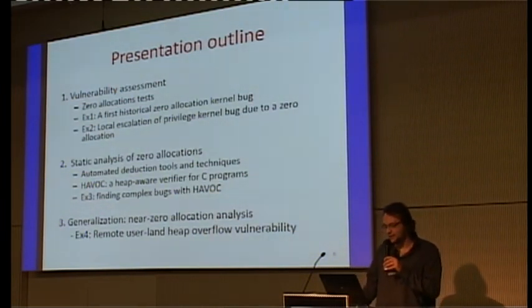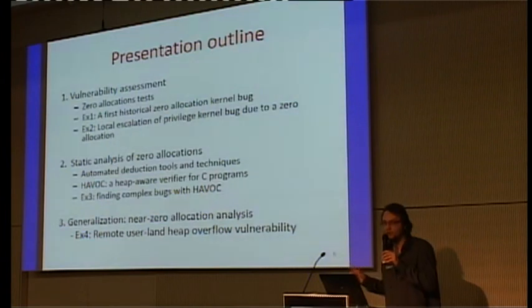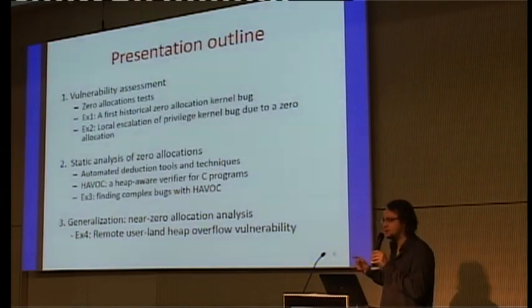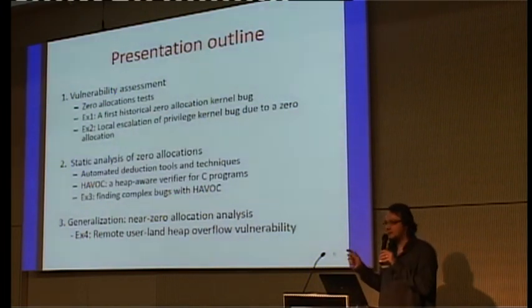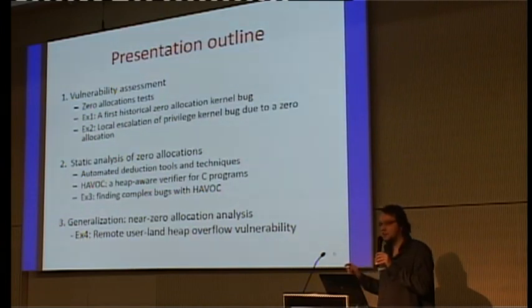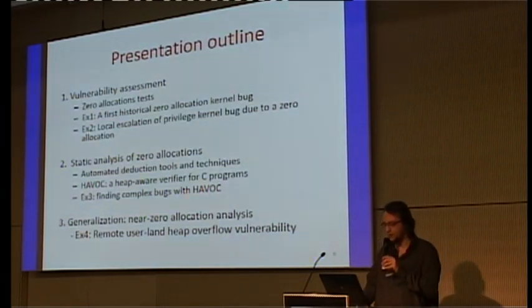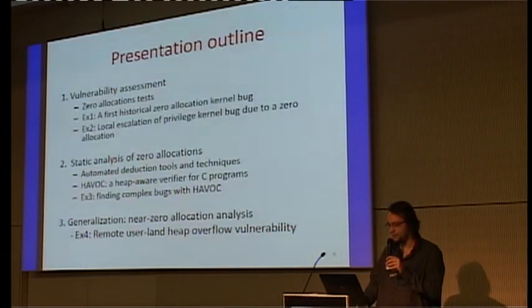And as the last part, I'm going to generalize the property of zero allocation. Sometimes you don't have a zero allocation, sometimes you have a near zero allocation. So if the size holding variable can be desynchronized compared to the size of the allocated memory, even though you don't allocate 0 bytes, you can still have a couple of problems. And I'm going to give one example of a bug we haven't covered.